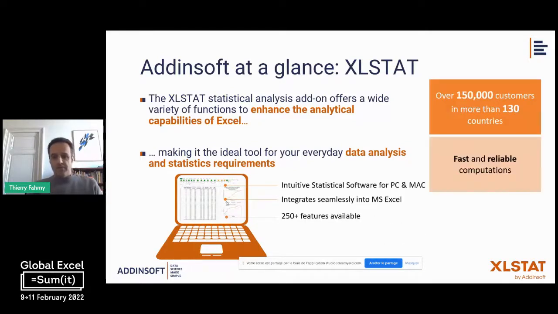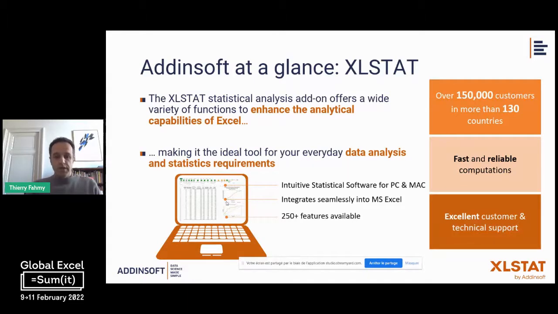So as of today, we have more than 250 functions that can be accessed from the Excel ribbon. And we've had over 150,000 customers all around the globe. ExcelStat is very fast in terms of computations, thanks to relying on the C++ engine. And what's always been a strength for us is the customer support. That is very important for us.